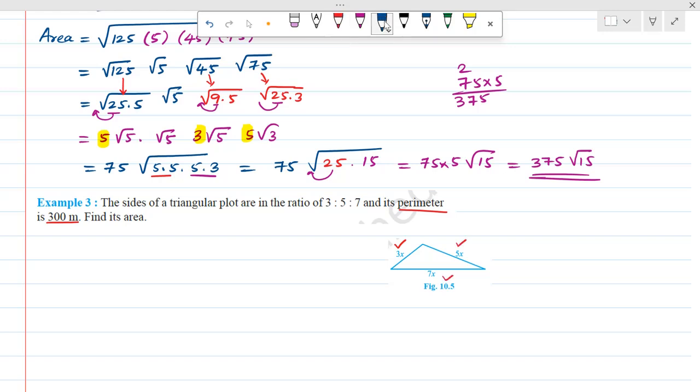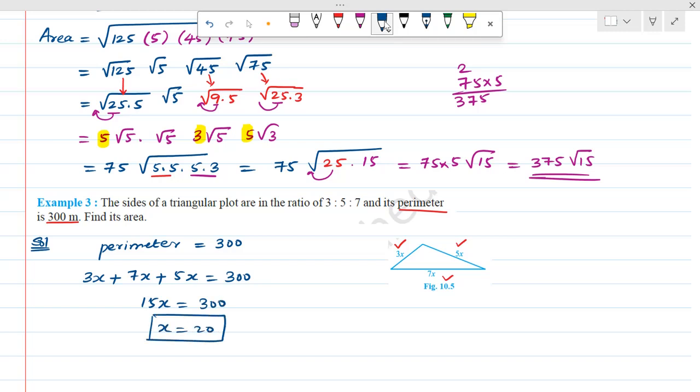So how will you calculate? First I have to calculate x. How will you calculate? The perimeter is given in the question. First, I will write the perimeter is equal to 300, and then add all the sides. So what are the sides here? 3x plus 7x plus 5x equals 300. And here this is 10 plus 15, so 15x is equal to 300 and x is equal to 20. So this is the x value.